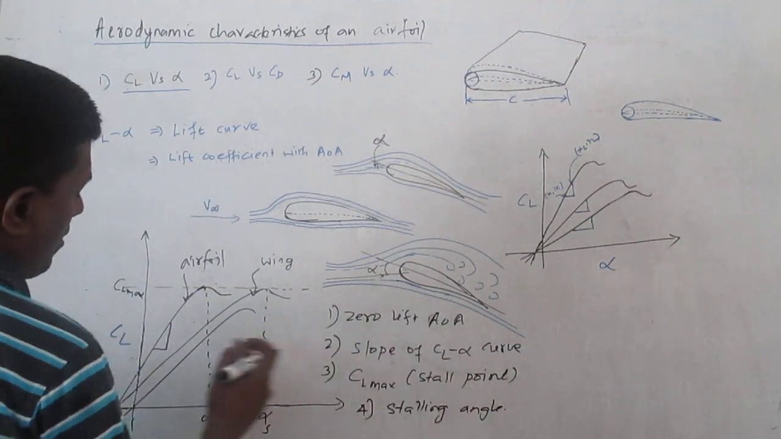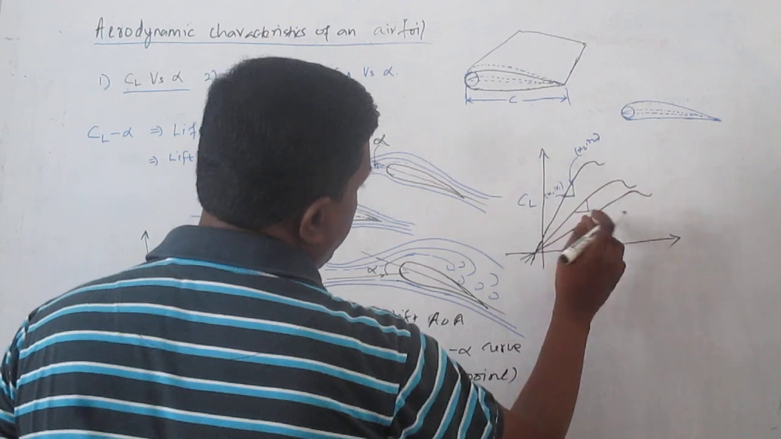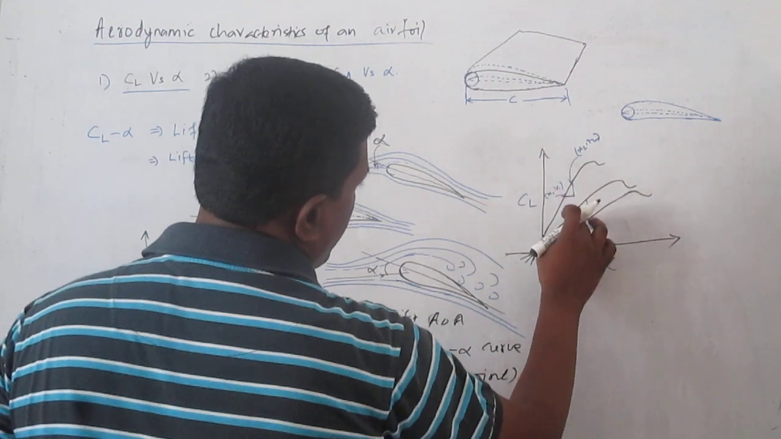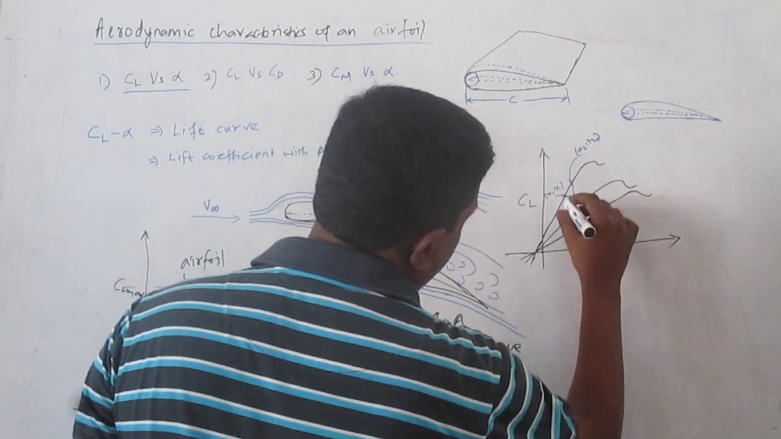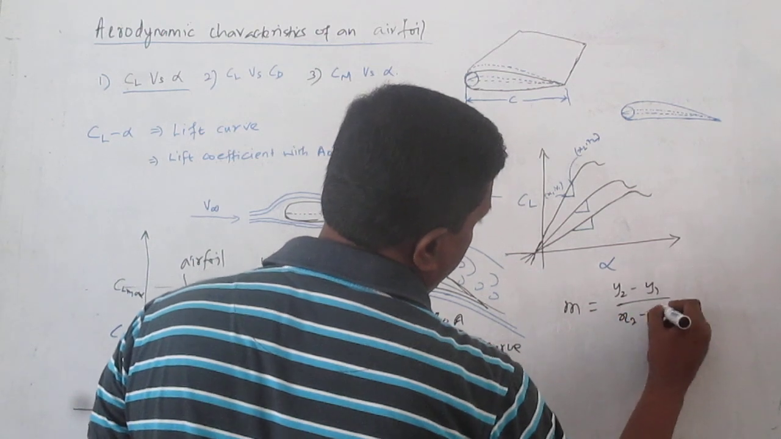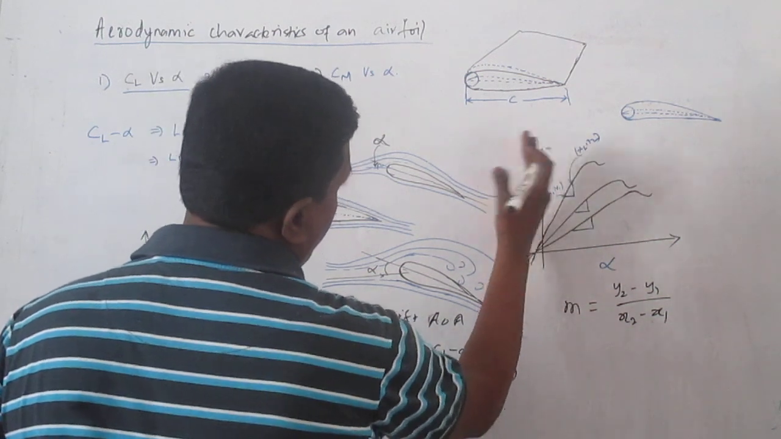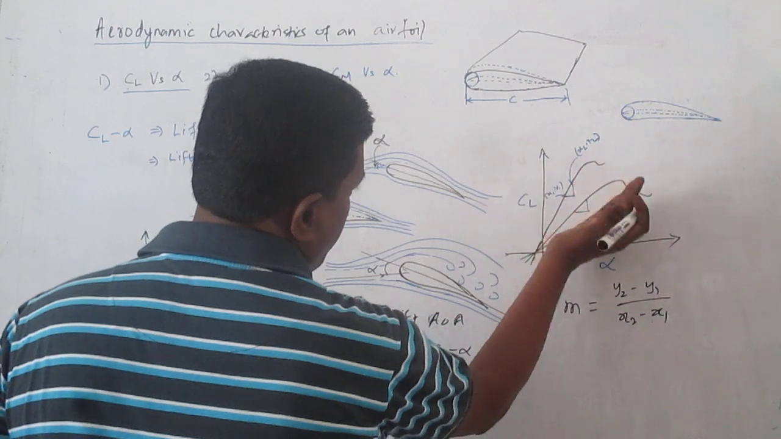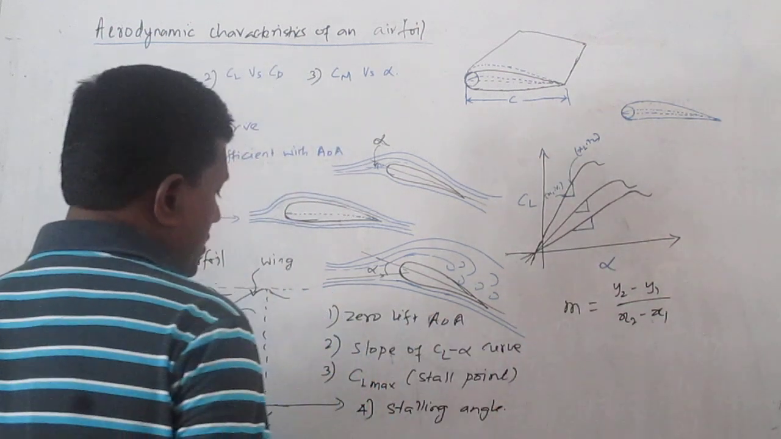Next is the slope of the CL-alpha curve. From this curve we can see how the slope varies. For this case the slope will be slightly higher, for this case slightly lower, and for this case it is still lower. The slope is nothing but y2 minus y1 divided by x2 minus x1. As the straight line becomes steeper, the slope increases, and as it becomes shallower, the slope decreases. So this curve will have a higher slope than this curve.